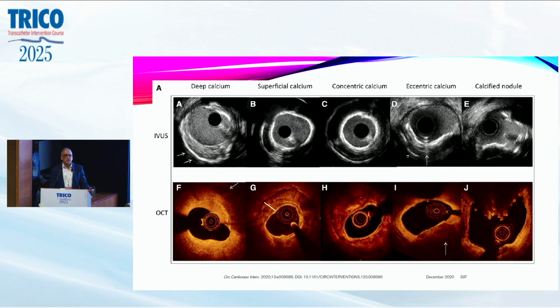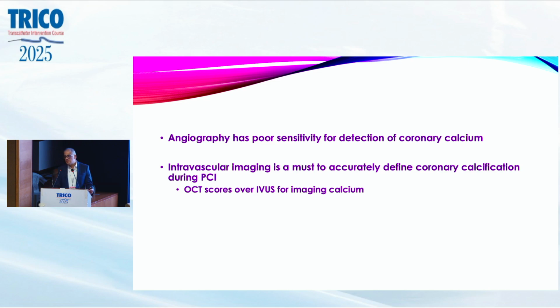Now, calcium is not a homogeneous thing. It's a very different animal, and it can be present in many different forms. In the same vessel, in the same patient, in different lesions, you can have different morphologies. As far as calcium is concerned, we know that angiography has very poor sensitivity for detection, and therefore, for imaging of coronary calcification, we have to use intravascular imaging. And as far as calcium is concerned, IVUS is outscored by OCT.